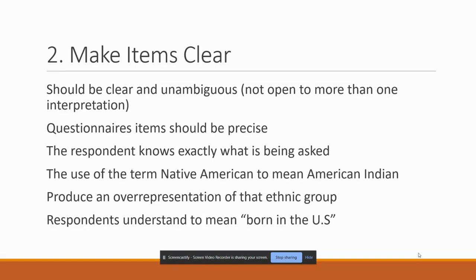And the respondent could know exactly what is being asked when the questionnaire is precise enough. So they don't need to think much, they don't need to take time in making a decision.